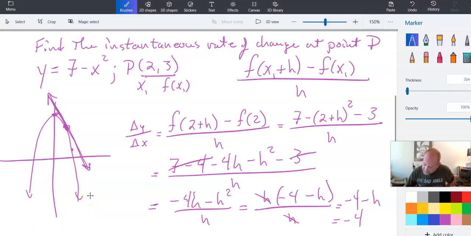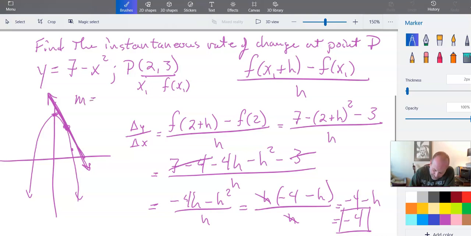Okay, so what that means is that the slope at the point 2, 3 is negative 4. So the slope of this line right here is negative 4, which is actually kind of cool that we can narrow that down. We can actually find the slope of a tangent line. Okay, so we got through that. Now let's find the actual equation of the tangent line. So we know the slope. I'm just going to write it down. M equals negative 4.